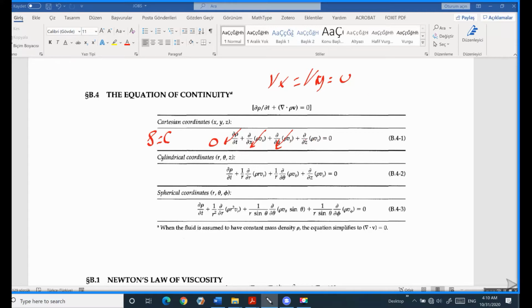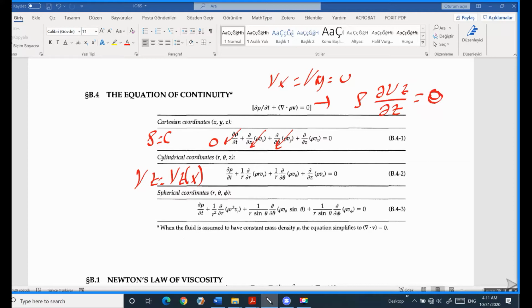If we take this, rho is out because it's constant, and then we obtain that the partial derivative of Vz with respect to z is going to be 0 from this definition. This is the solution of the continuity equation. So Vz changes only with respect to the x direction, because we see from here that the partial derivative of Vz with respect to z is 0.